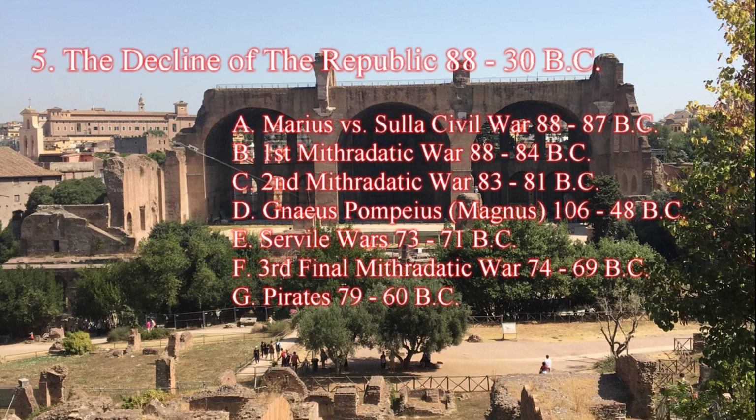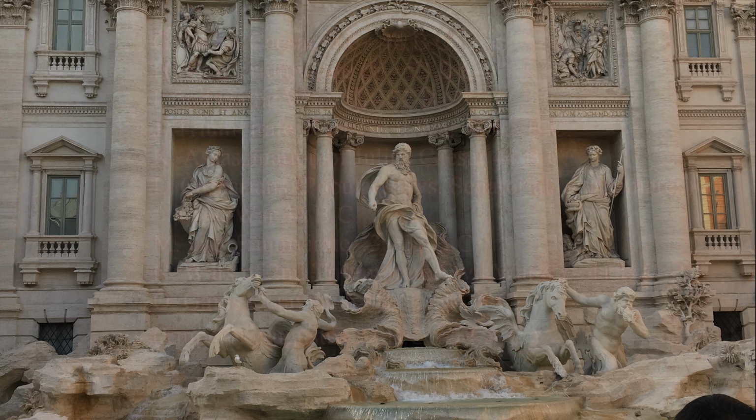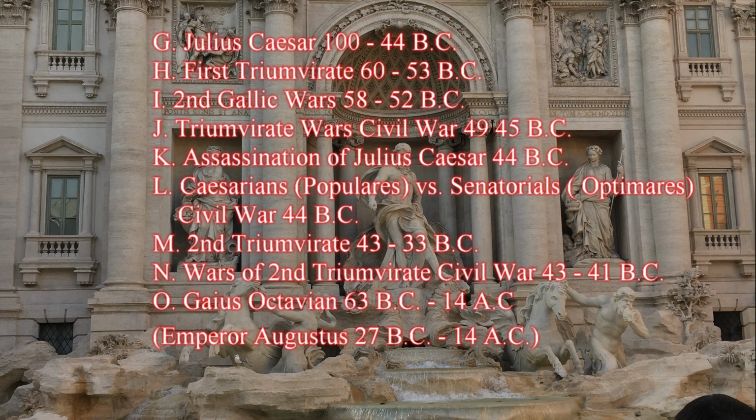Now pirates have been around forever, but they were such a menace at this point that they had to be dealt with. And then the Catiline conspiracy, and that takes us right into Julius Caesar, then the first triumvirate, then the Gallic Wars, that's Caesar's wars, then the Triumvirate Wars, that's another Roman civil war, and then the assassination of Julius Caesar, and then the Caesarian faction versus the Liberators, which is basically another civil war, because you had the people defending Caesar fighting the assassins.